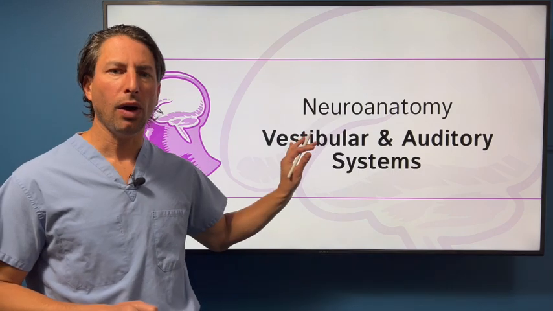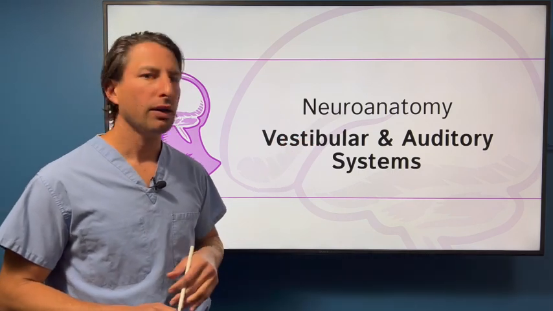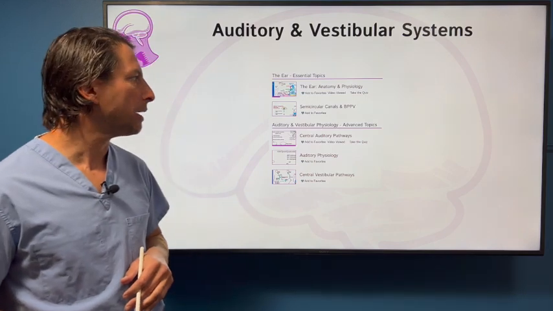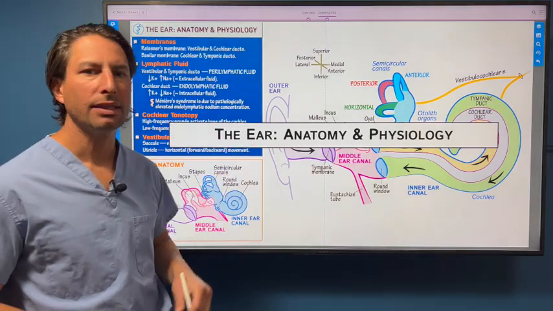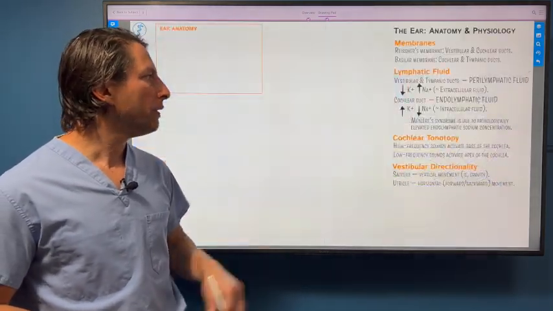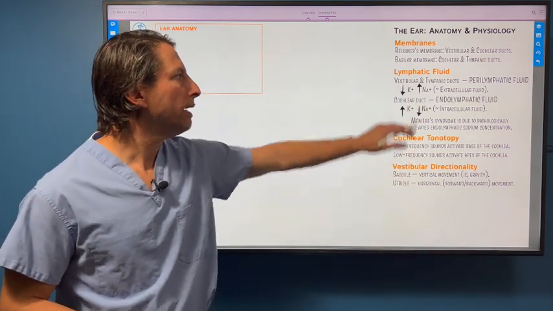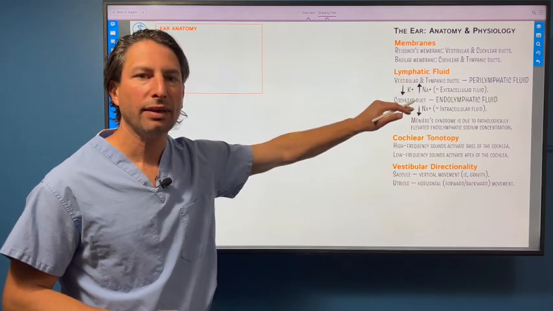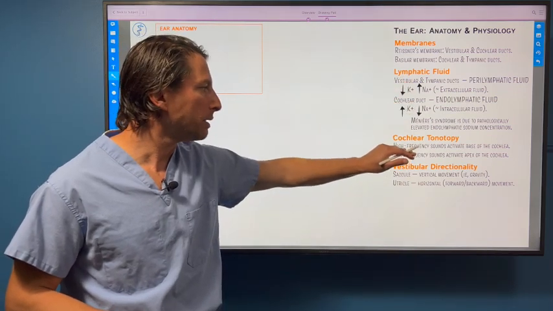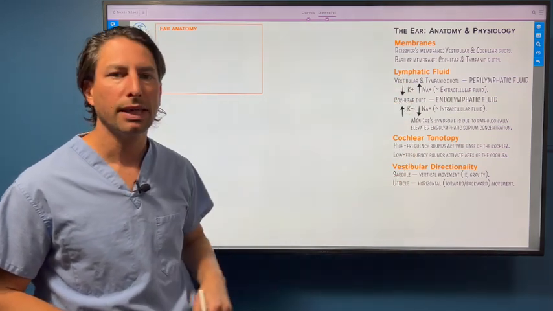So here we're going to do a walkthrough of vestibular and auditory systems in neuroanatomy. Let's start with the ear, its anatomy and physiology. Now you can explore these topics in more detail on the tutorial on the site. The different membranes, lymphatic fluid, cochlear tonotopy, and then vestibular directionality.